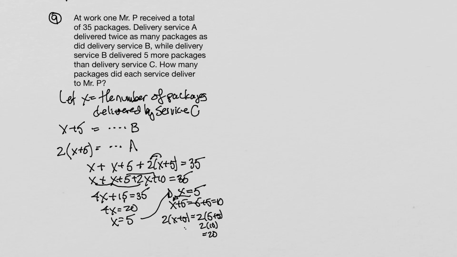So let's summarize here. How many by A? How many delivered by B? How many by C? Well, let's go with A. A was the 2 times x plus 5. That was this one. A delivered 20. B, now B was the x plus 5. That came from this one here. That was 10. And C, that came from here. That was just x. And when we solved, we got x equals 5. And sure enough, when we add those up, we get 35.